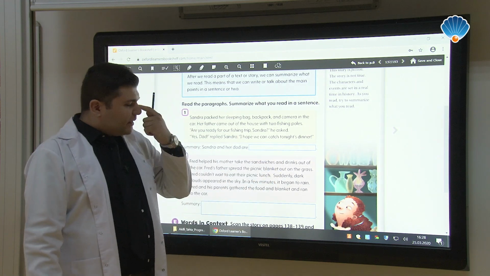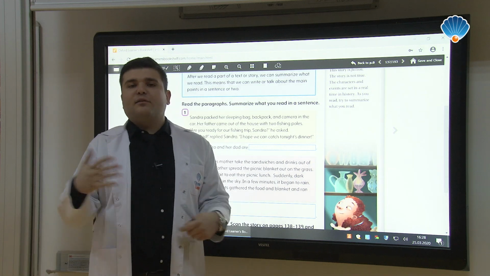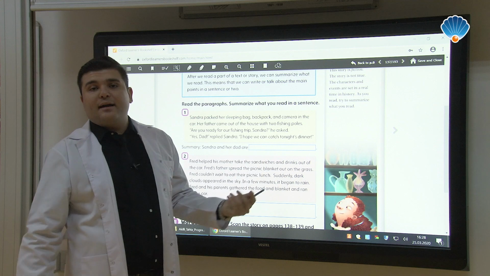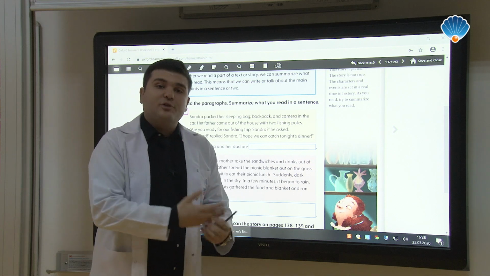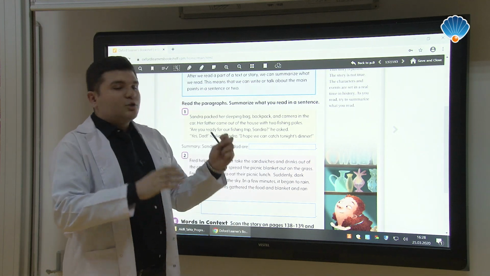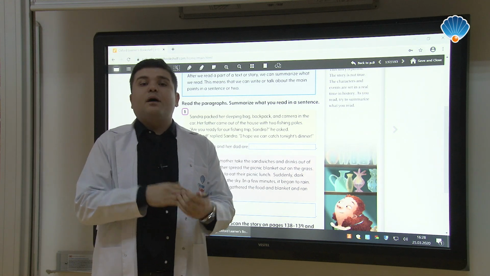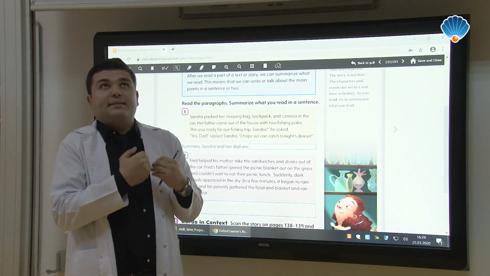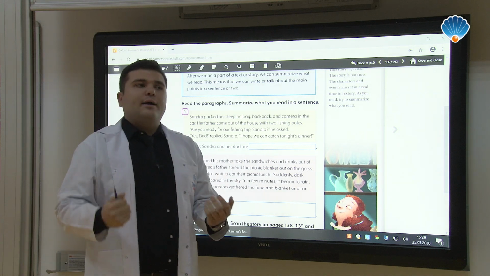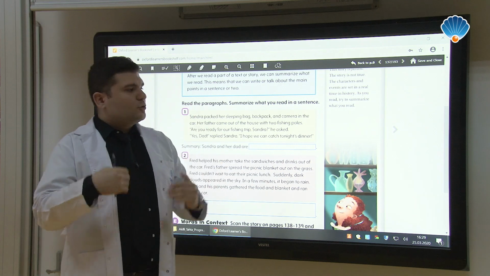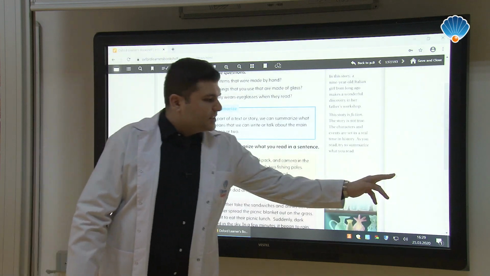And at the end of the paragraph, Sandra says, "I hope we can catch tonight's dinner," right? So she's talking about the fish. We can understand that Sandra and her dad are going fishing together, and they will try to catch some fish for dinner, okay? So this sentence, they are going to go fishing together, is my summary. What can I understand from this paragraph, and what are they going to do? This is a short way to say the story. This is summarizing. Now I will move on with the grammar part.